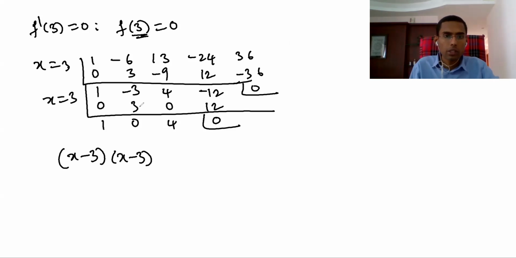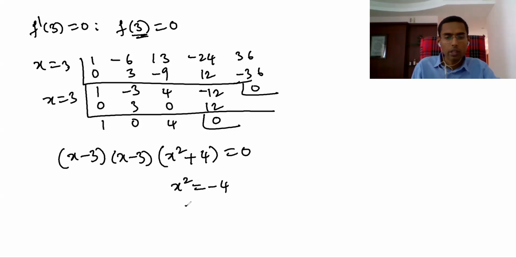This quotient is going to be x square plus 4 equal to 0. So these are the remaining two roots, x equal to plus or minus 2i. This is the answer. Like this you can solve.